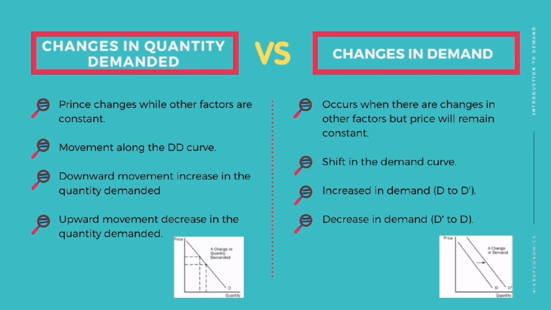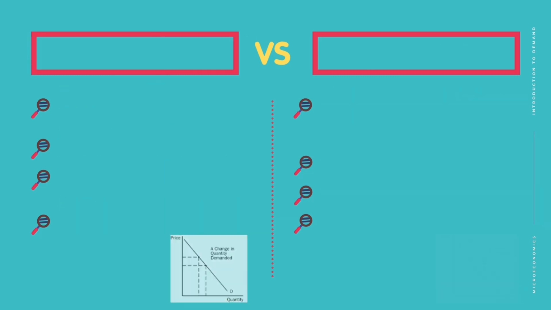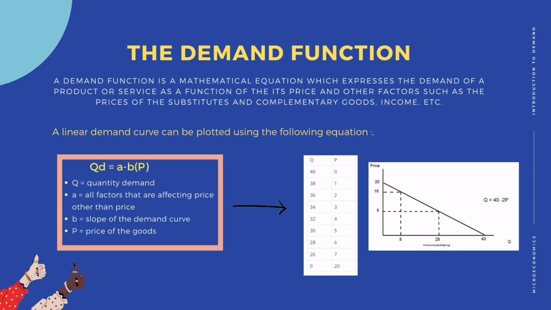Now is changes in quantity demanded versus changes in demand. So for the quantity demanded, price changes while other factors are constant, movement along the DD curve, downward movement, increase in the quantity demanded, upward movement, decrease in the quantity demanded. Changes in demand occur when there are changes in other factors but price remains constant. Shift in the demand curve, increase in demand which is D to D1, decrease in demand which is D1 to D. So now we go on to the demand function.